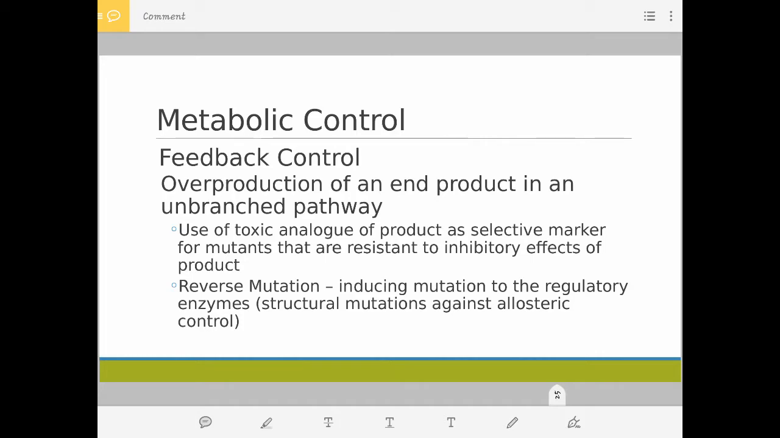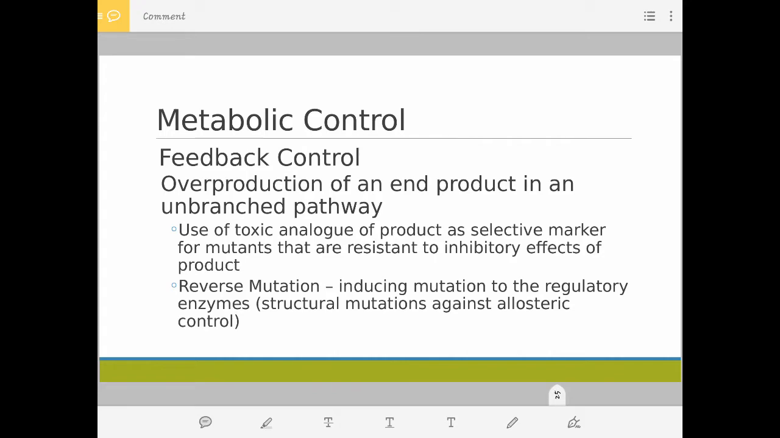Sometimes it's not always done that way, because mutations on the enzyme are a really technologically and labor intensive process. So you can just do something simpler. One option is to use a toxic analog of the product as a selective marker for mutants that are resistant. So you just look at mutants that spontaneously happen in your culture. You can use toxic analogs to select mutants that are naturally overproducing your desired metabolites, or you can induce the mutation itself.